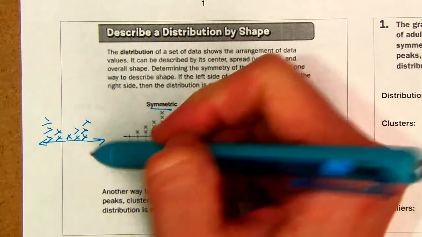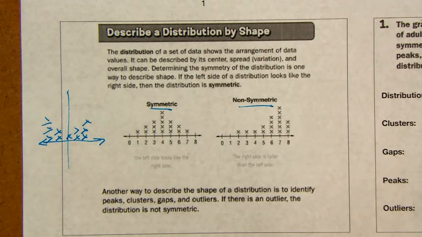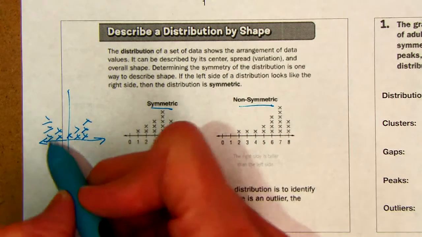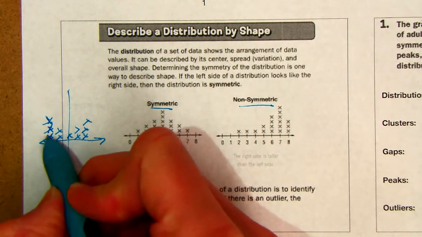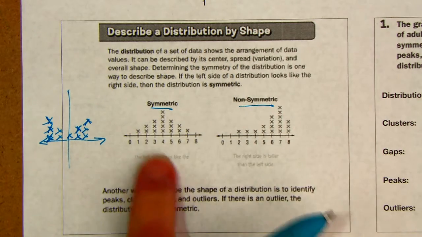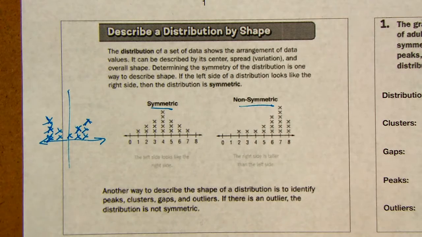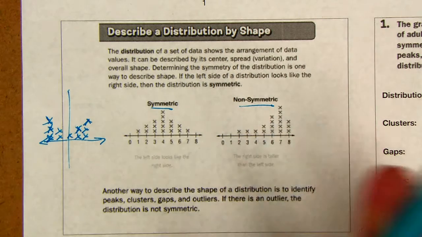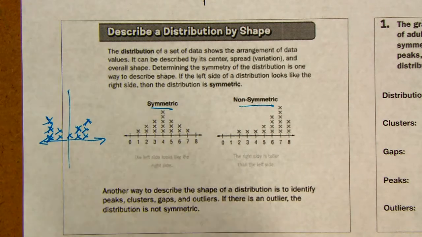Those are terrible x's. Sorry about that. X, X, X. There we go. So this is symmetric. That's what you look at. And this one is not symmetric. It doesn't look the same on the left or the right. So first of all, symmetric or non-symmetric. That's when you're describing your distributions. You also want to talk about clusters, gaps, peaks, and outliers. Last but not least, an outlier.